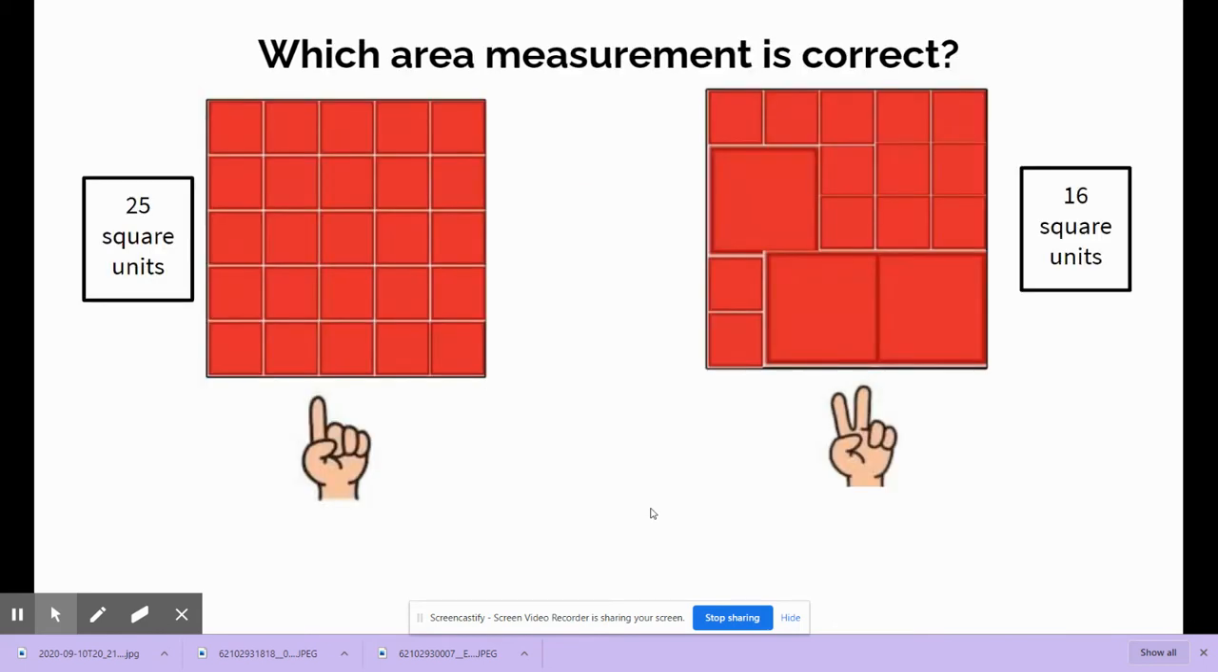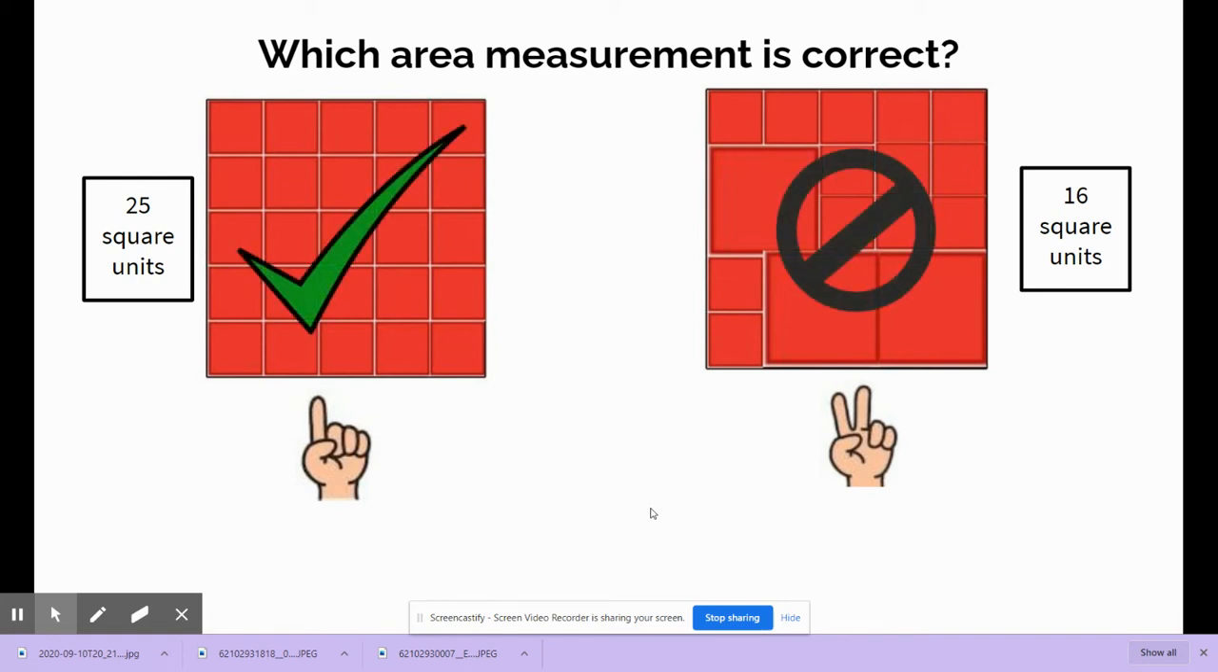So if we look at both of these, we need to think which one is correct. One says 16 square units, one says 25 square units. They both have no space, they both have no overlapping, they both have a label of square units. However, shape 1 is correct because all the squares measuring and lined up are the exact same size.